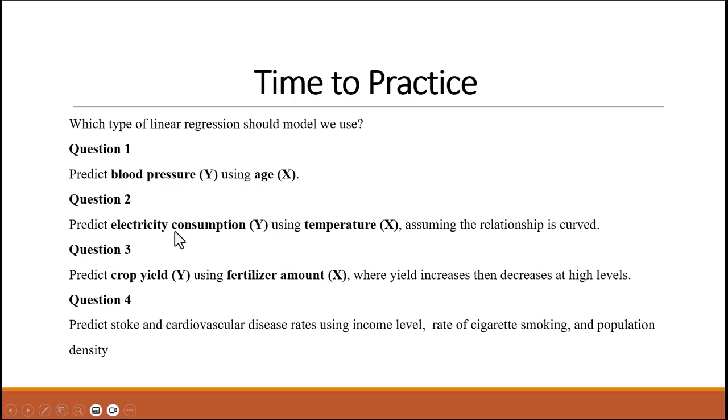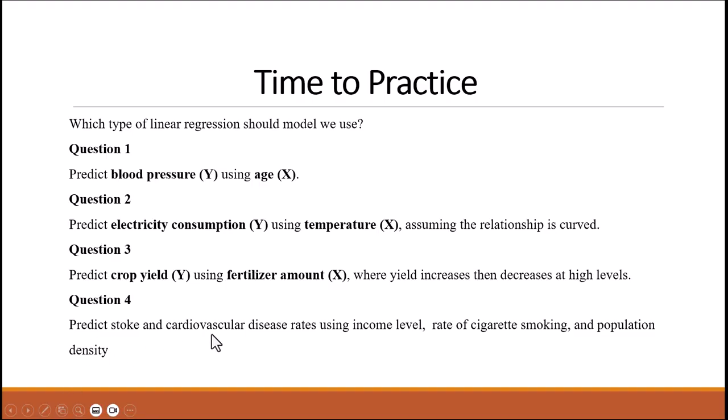For question 2, predict electricity consumption using temperature, assuming the relationship is curved. When we say the relationship is curved, we should use polynomial terms, so this is the polynomial regression model. In question 3, predict crop yield using fertilizer amount, where yield increases, then decreases at high levels. Again, we should use polynomial terms here. This is a polynomial regression.